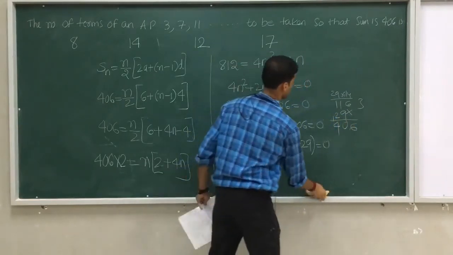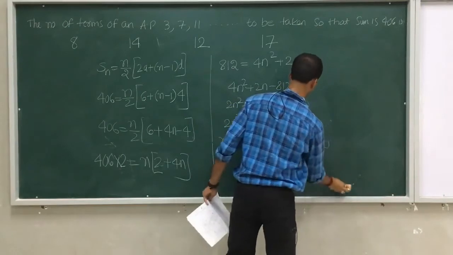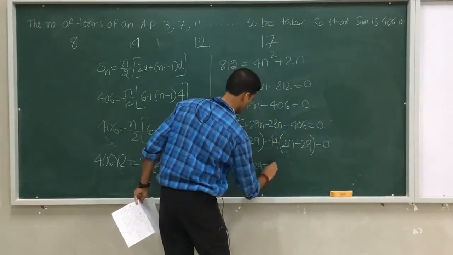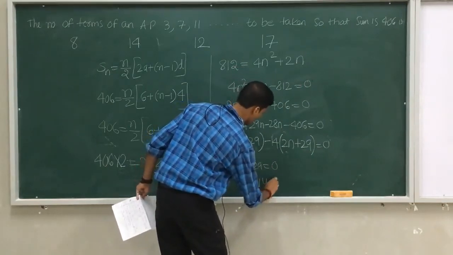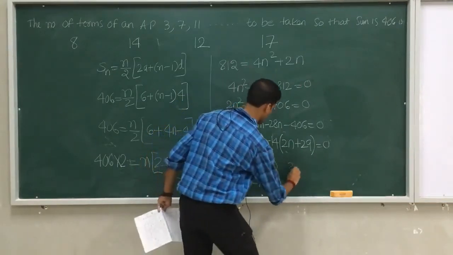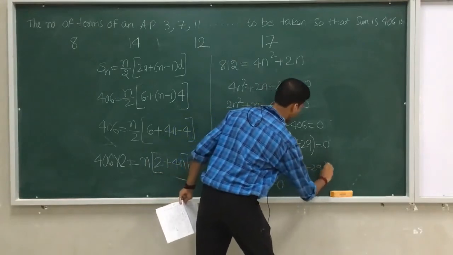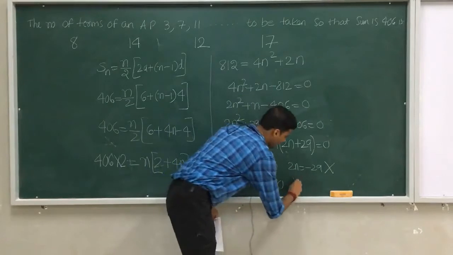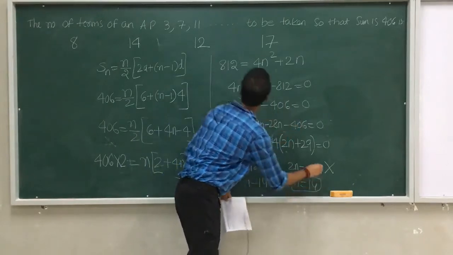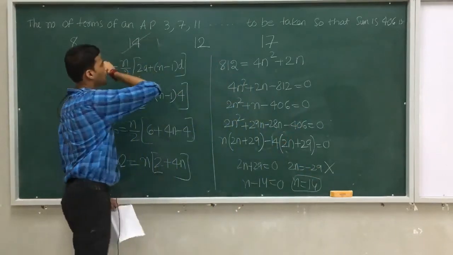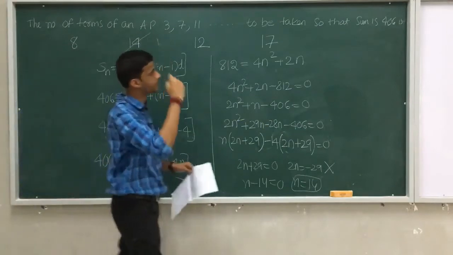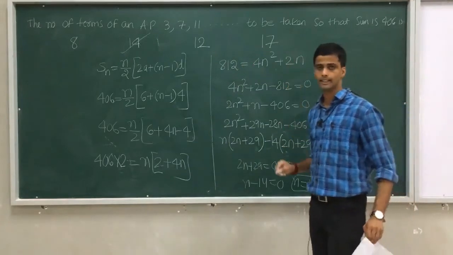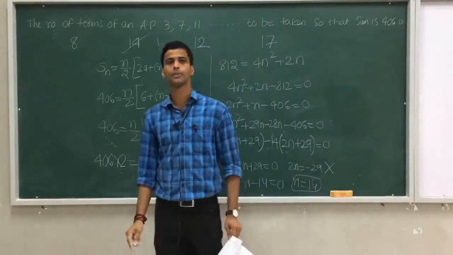Now if you do the factorization, you will get 2n plus 29 equal to 0 or n minus 14 equal to 0. In this case you get 2n equals minus 29. I will not write further steps because the number of terms can never be negative. So I can say 14, option B. If you take 14 terms of this sequence, you will get a sum of 406.